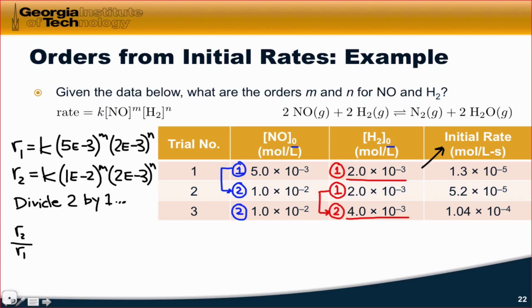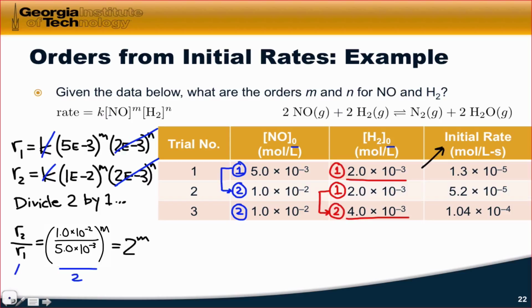The K's actually divide out when I do this division problem, as do the factors of 2 times 10 to the negative third to the N. The initial concentrations of H2 divide out. What I arrive at then is that this ratio of the two rates must be equal to 1 times 10 to the negative second power divided by 5 times 10 to the negative third power, all raised to the power of M. Since both were raised to the power of M, I could collect them both inside this exponent expression. These concentrations were strategically chosen so that this is equal to 2. And so we can write this as simply 2 to the M power.